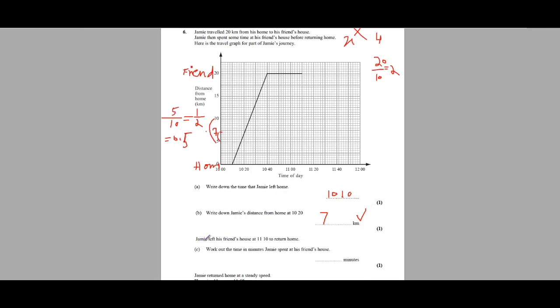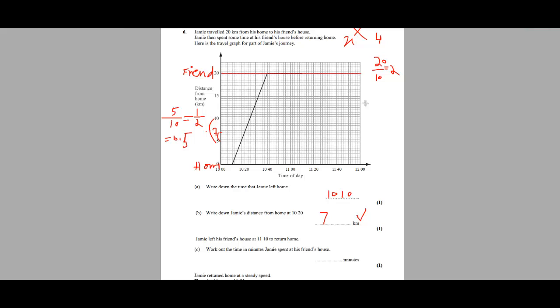Jamie left his friend's house. So where is the friend's house? This is the friend's house line. This one. Let me draw a clear straight line. This is the friend's house line.